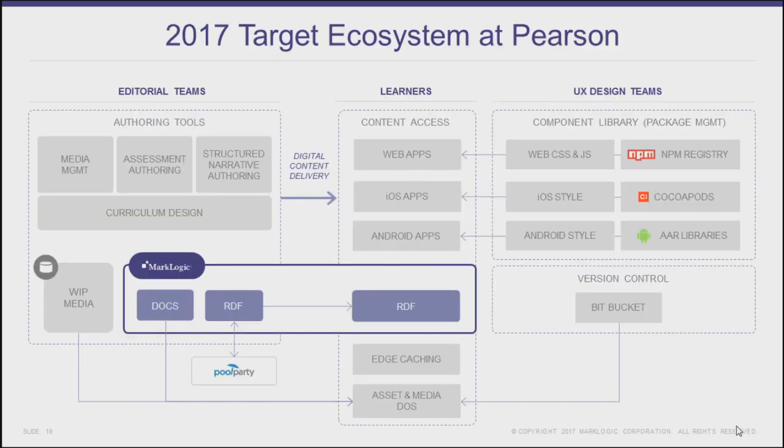So this is the target ecosystem for 2017 at Pearson. I think you'll find this is a lot simpler than the diagram we had earlier. Jen Shorten, in a previous presentation, said that at MarkLogic we get paid for building diagrams with fewer boxes in them. And I think at Pearson they've taken that approach and run with it.